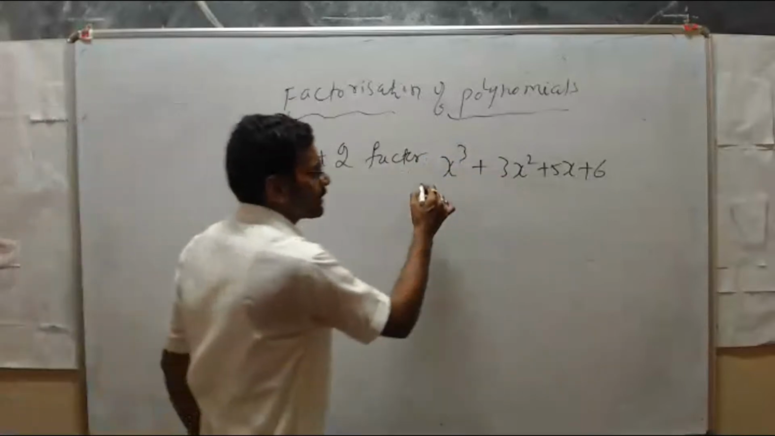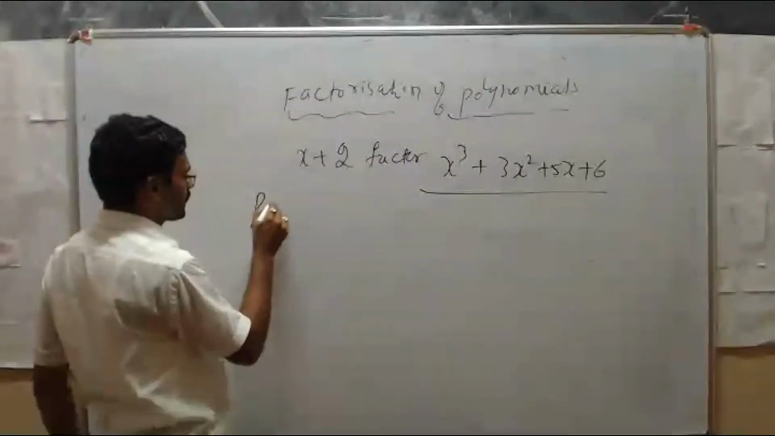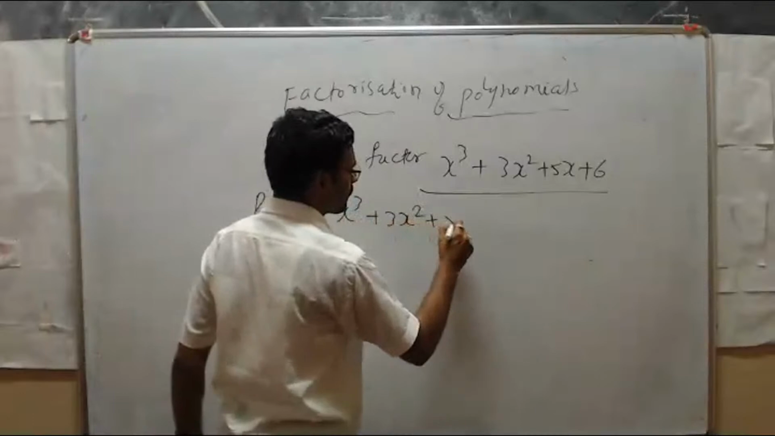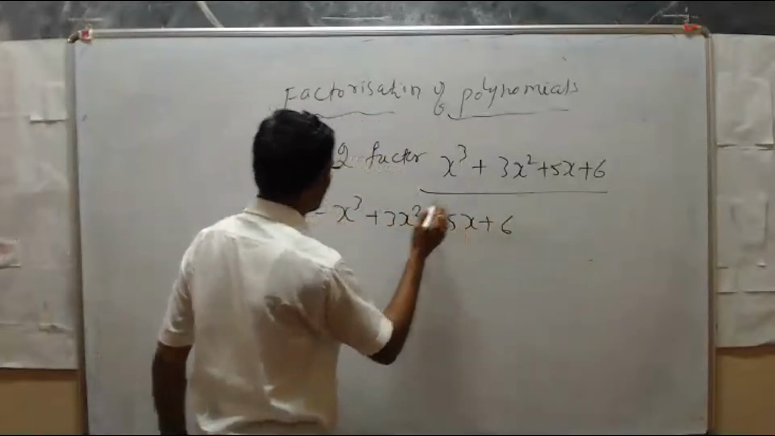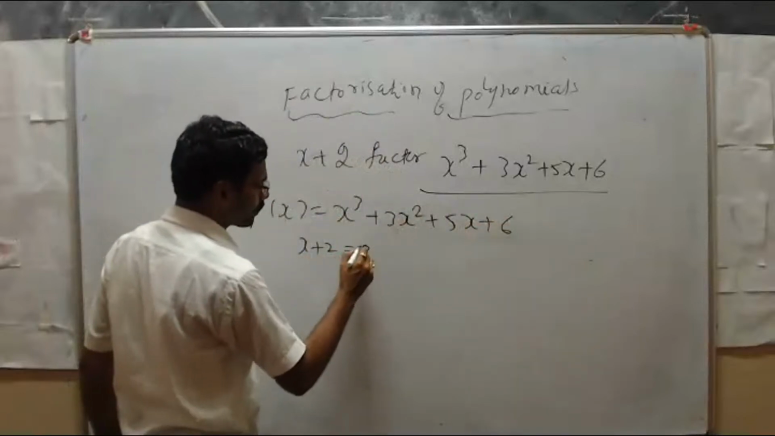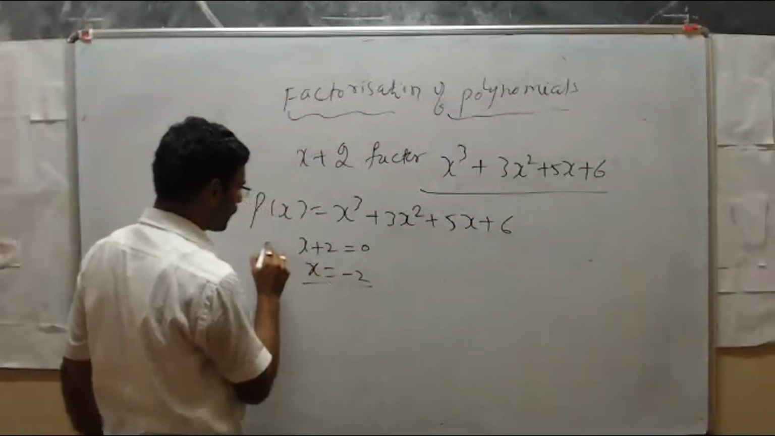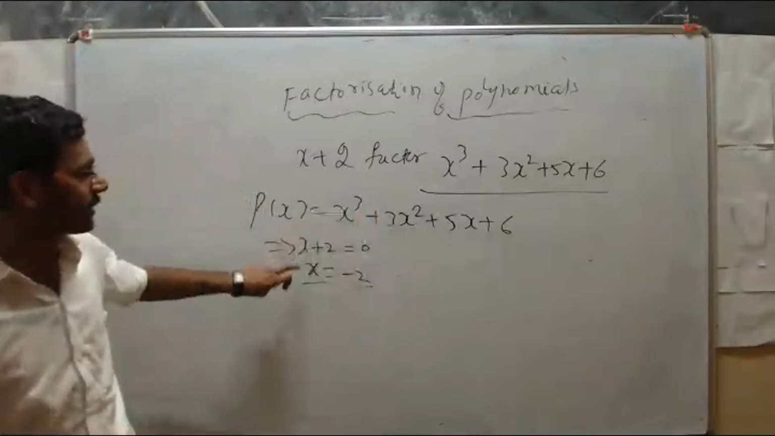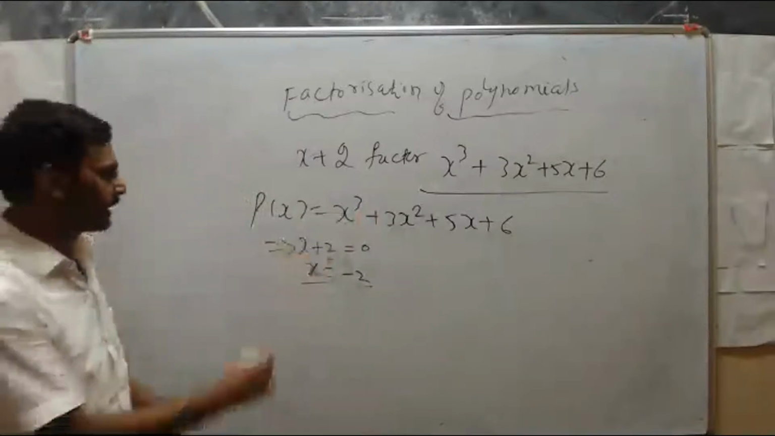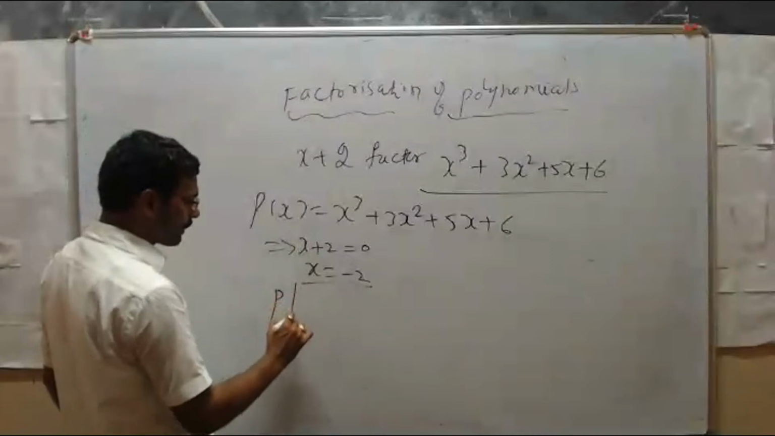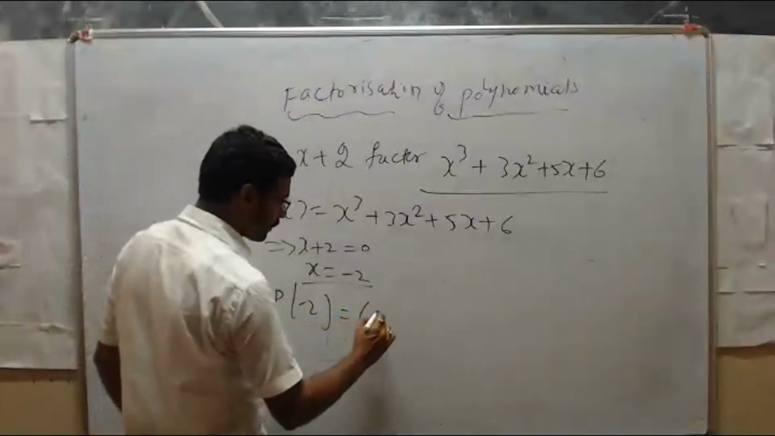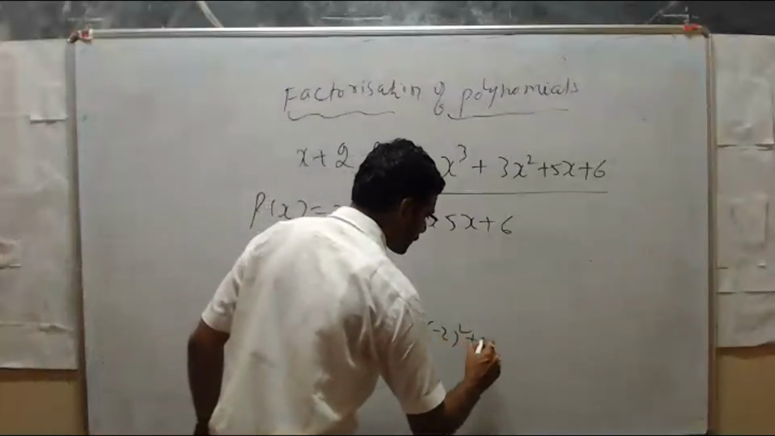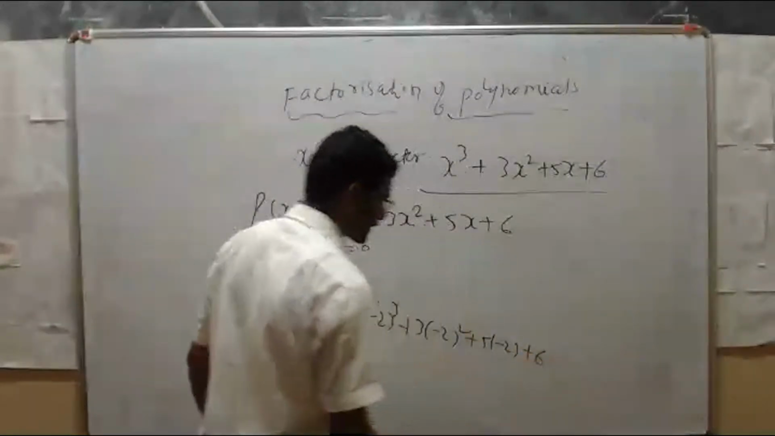So how can we decide? It is considered as p of x. P of x is equal to x cube plus 3x square plus 5x plus 6. Then x plus 2 is equal to 0 means x is equal to minus 2. Then instead of x we can substitute minus 2. P of minus 2 is minus 2 cube plus 3 into minus 2 square plus 5 into minus 2 plus 6.